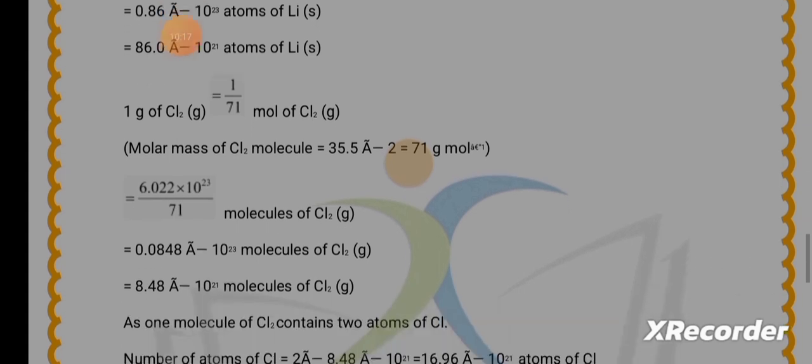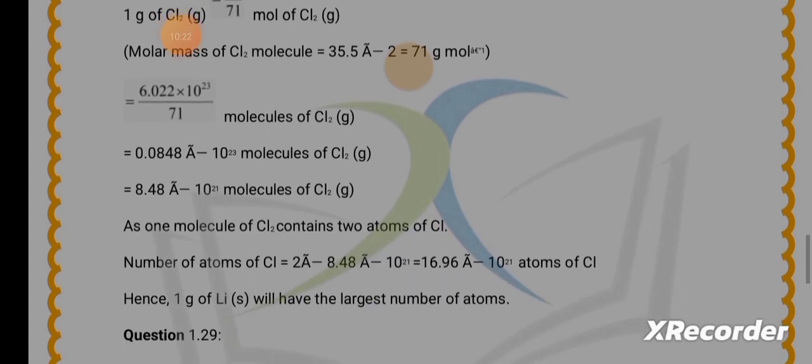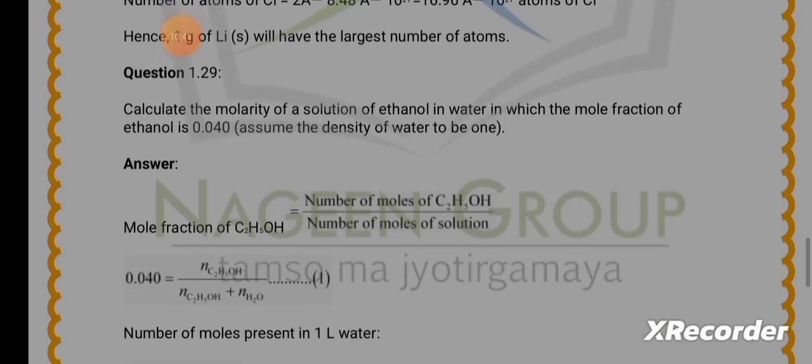Now from this you can also calculate the same for the chlorine. Clear? For the chlorine, that is 6.0 10 to the power 23 divided by 71, or you can say 8.48 into 10 to the power 23. So you will get the answer. So here the lithium atom has the largest number of atoms.